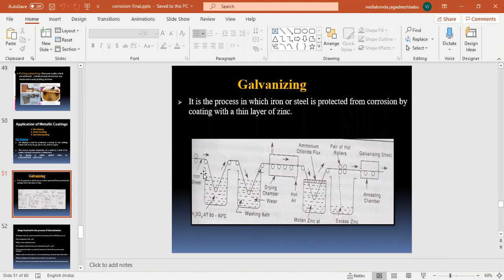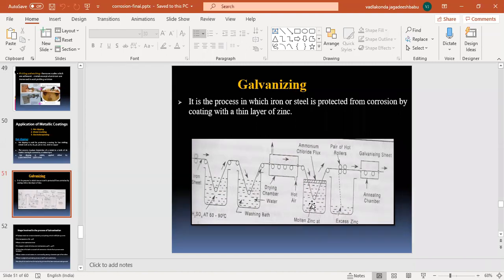First the iron or steel sheet will be dipped in the acid pickling bath to remove the rust and scale particles. Then it will be passed into the water bath, where any acid traces on the sheet will be removed. After that, the sheet will be wet, so it will be dried by passing through the drying chamber. This drying chamber has airflow; hot air is passed through it, and the sheet is dried as it moves through.